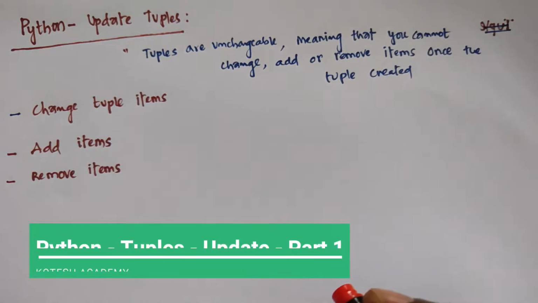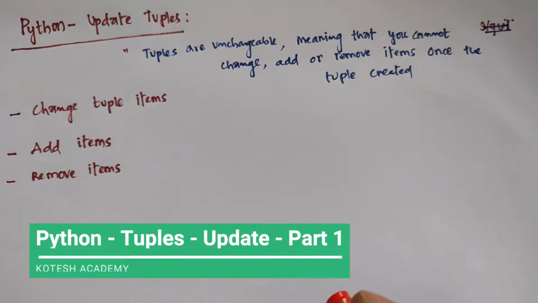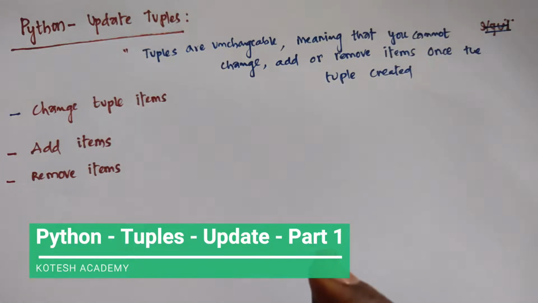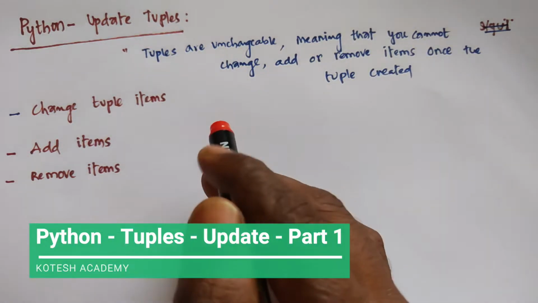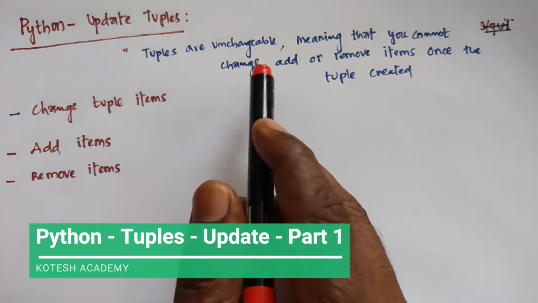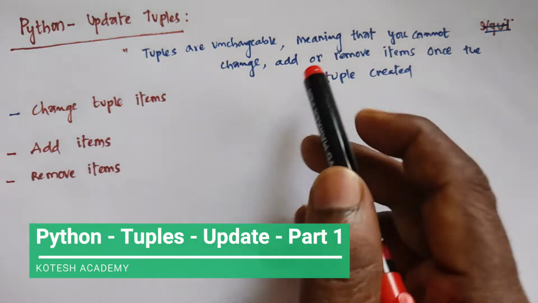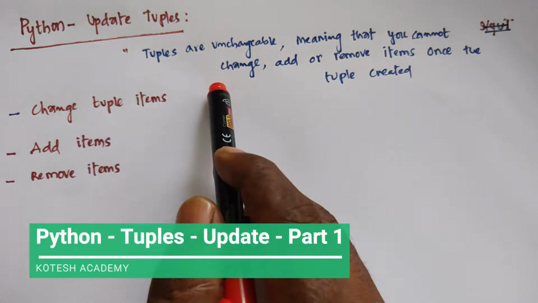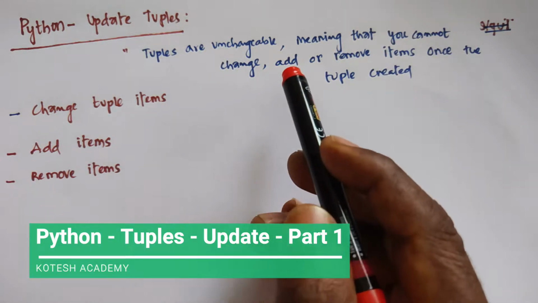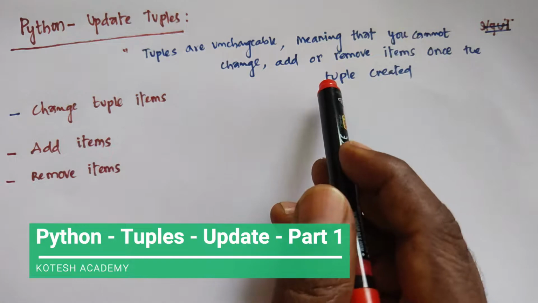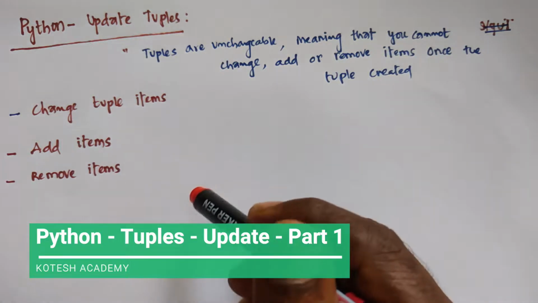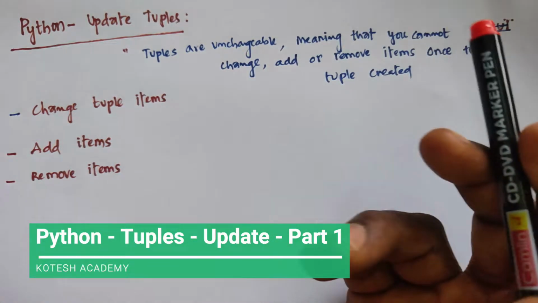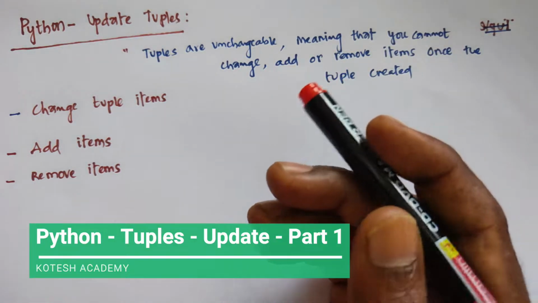Hi friends, now we are going to talk about another topic: update tuples in Python. Tuples are unchangeable. Unchangeable is nothing but immutable, meaning that you can't change, add or remove items once the tuple is created. So how can you change the values? How can you add? How can you remove?